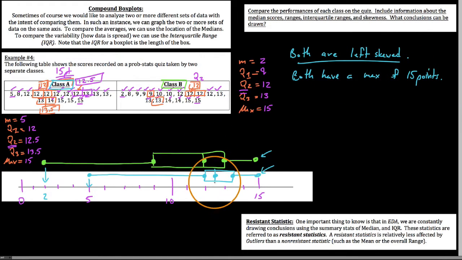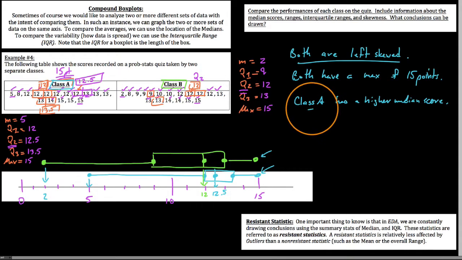Well, the median score. Up here, we see that the median score is 12.5, whereas right here, we say that the median score on Class B was a 12. So we would say that Class A has a higher median score. Okay, and we could say it is also more condensed. It was more packed together.